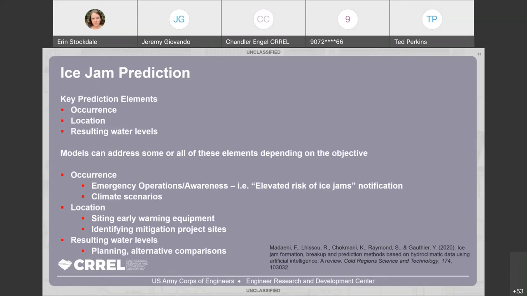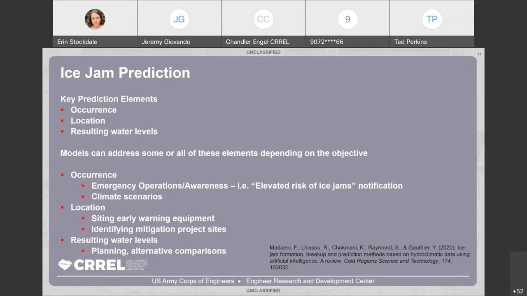The key things that we want to predict are, first, if a jam is going to form or not. That's what we're going to refer to as the occurrence of a jam. Next, we're interested in the location of the jam. Where are jams likely to occur and cause flooding? That's the question we're trying to answer there. Getting more specific, we're interested in predicting water levels, potentially. So models can address some or all of these depending on what the objectives are for employing some sort of a predictive model.